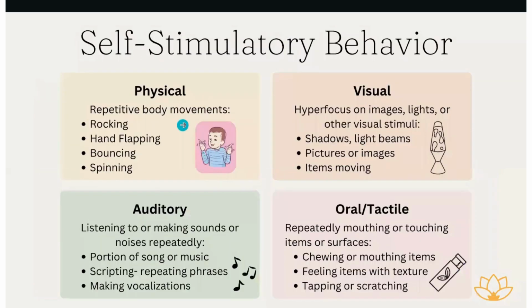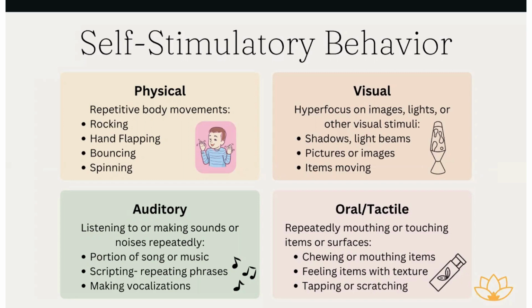So again, this could look a lot of different ways for self-stimulatory behavior. It could be rocking, hand flapping, bouncing, spinning. For visual self-stimulatory behavior, it could be hyper-focusing on images, lights, or other visual stimuli. So shadows or light beams might be of particular interest, pictures or images, items that are moving. It could be auditory, so listening to the same song repeatedly or the same portion of a song or video, repeating the same phrases over and over, which is scripting, and making vocalizations.